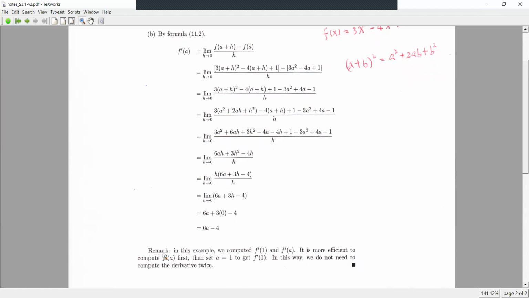About this example, there is a remark. In this example, we compute derivative at 1 and derivative at a separately. Actually, it is more efficient to compute derivative at a first. After we get derivative at a general point a, then set a to 1, we can get derivative at 1. In this way, we don't need to compute derivatives twice.